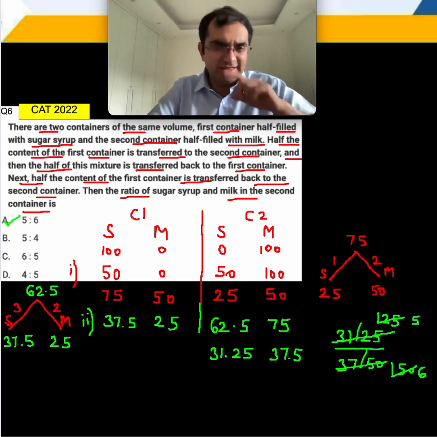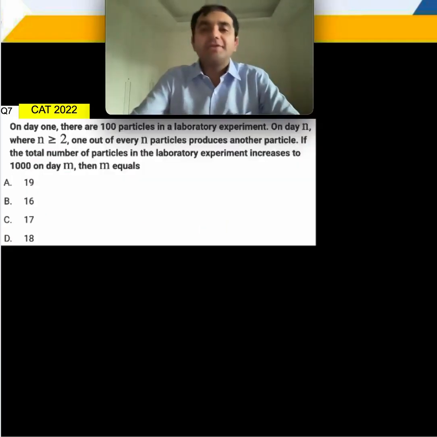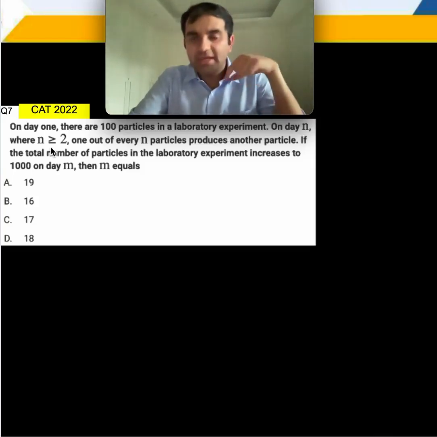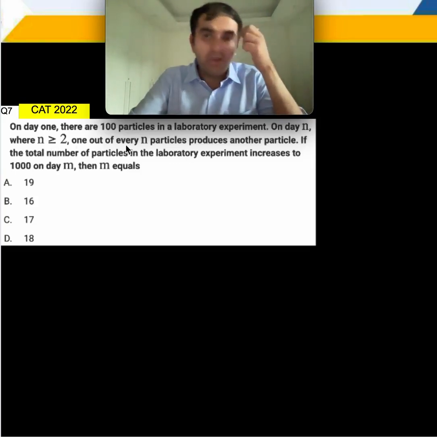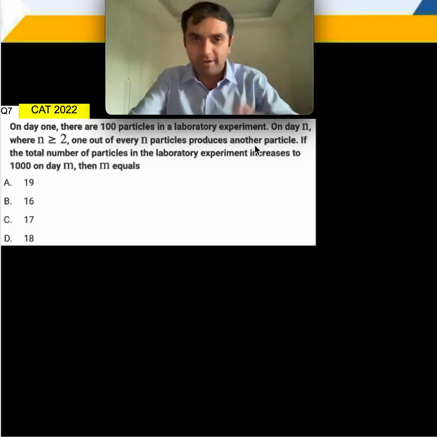Tough, lengthy question, but if you got the trick, you were fine. Question connected to series, and series के अंदर we just read the question that on day 1 there are 100 particles. On day n, where n is greater than or equal to 2, 1 out of every n particles produces another particle, right?